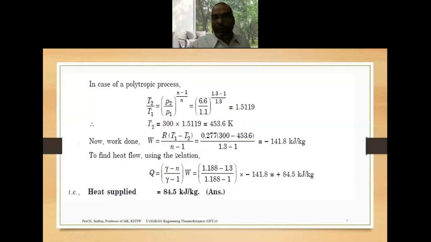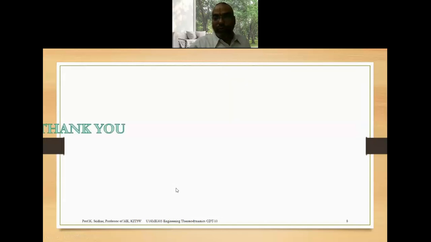Make use of the work done equation, P1 V1 minus P2 V2 by n minus 1, where PV is equivalent to RT. So R into T1 minus T2 by n minus 1. Substitute all the values. Work done is equivalent to minus 141.8 kilojoules per kg. Then find the heat transfer, gamma minus n by gamma minus 1 into work done. Substitute all the values, and you get 84.5 kilojoules per kg.